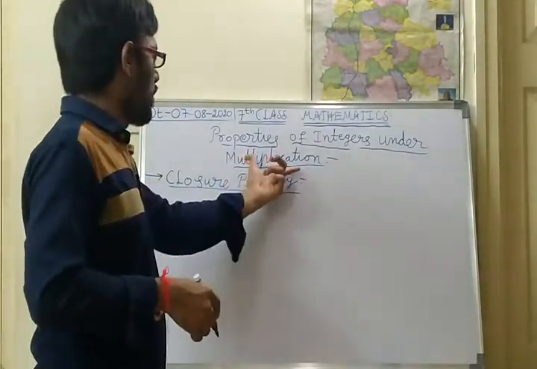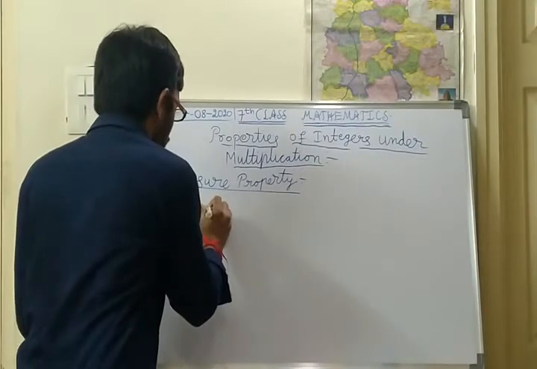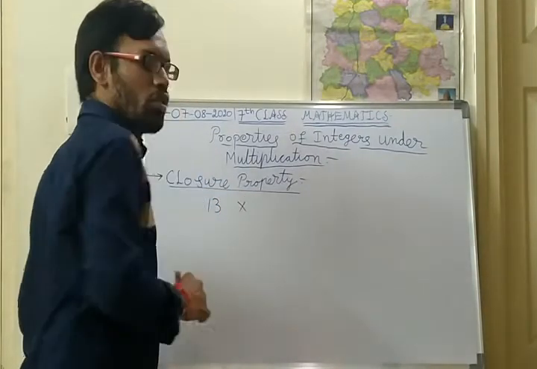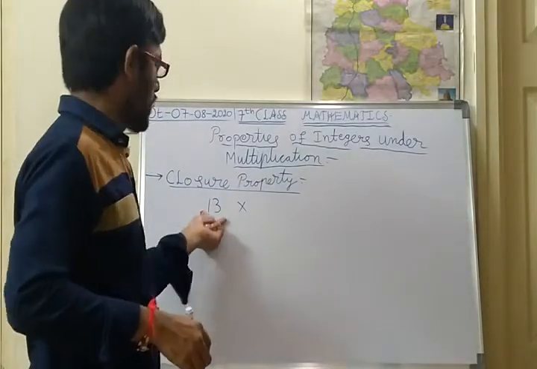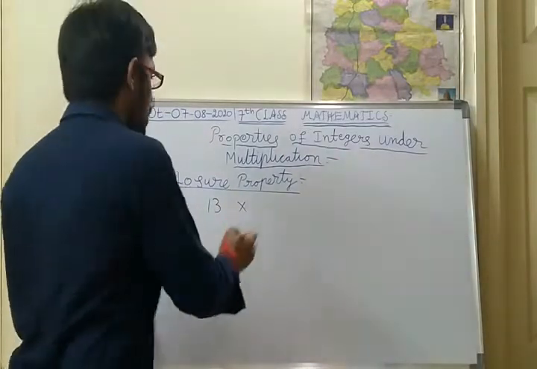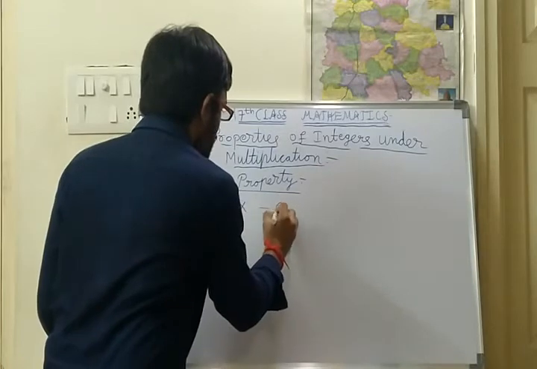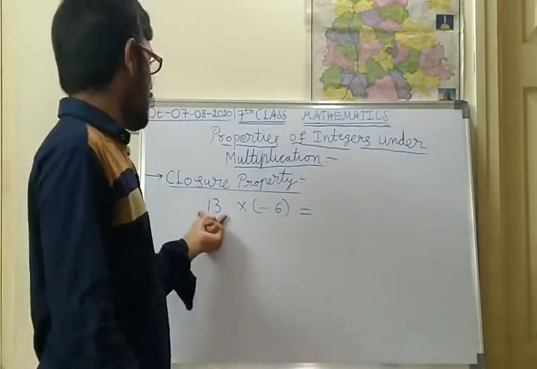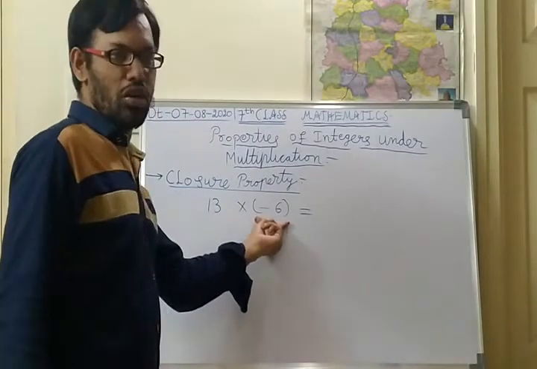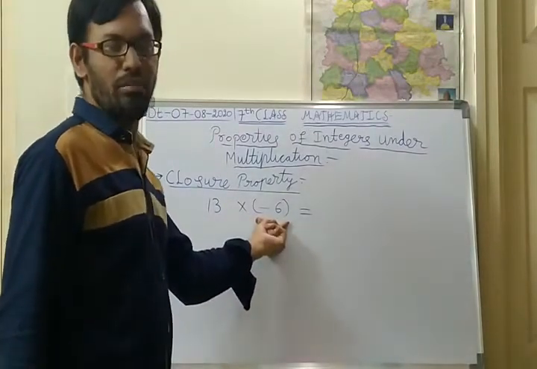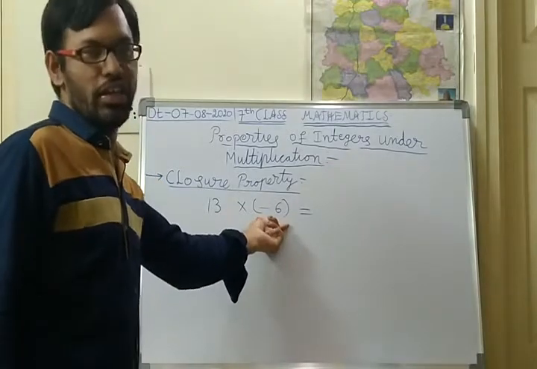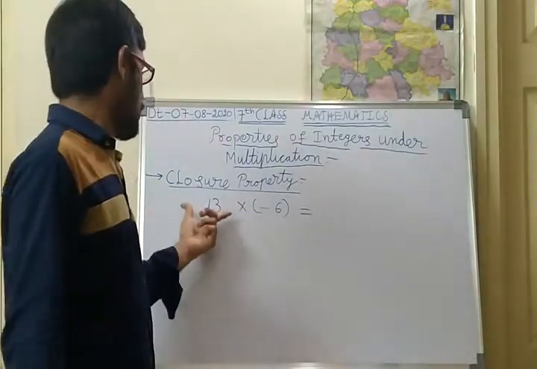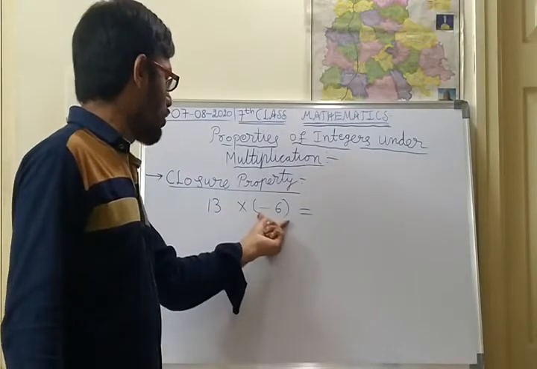In the multiplication, I am taking two integers. 13 into, so one more integer. This is a positive integer. Next I am taking a negative integer. So 13 into minus 6. This is one integer, and this is one more integer. Negative numbers are also integers only. Integers means positive, negative and 0. So 13 into minus 6.